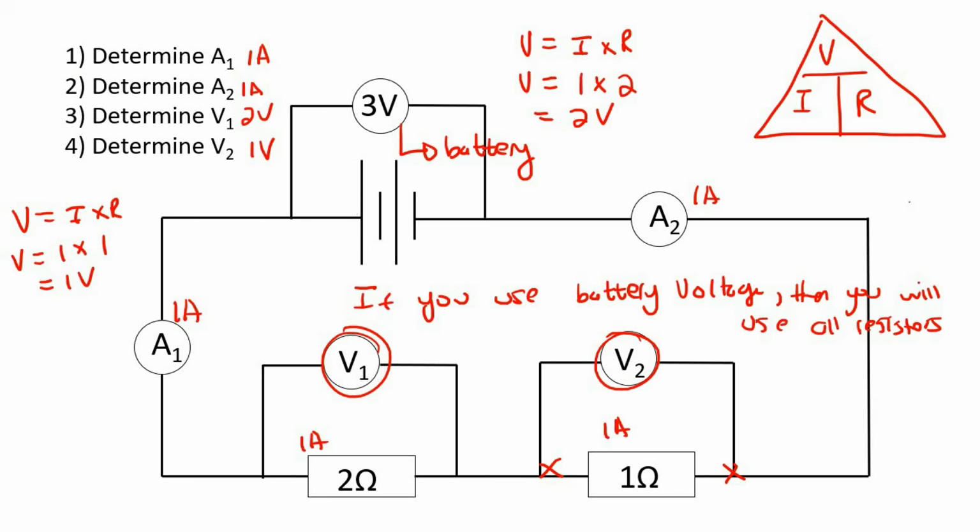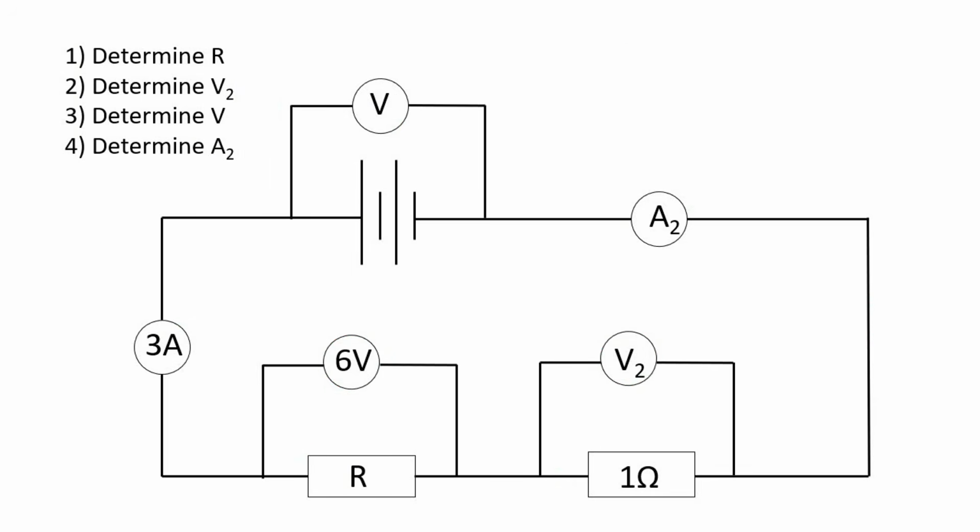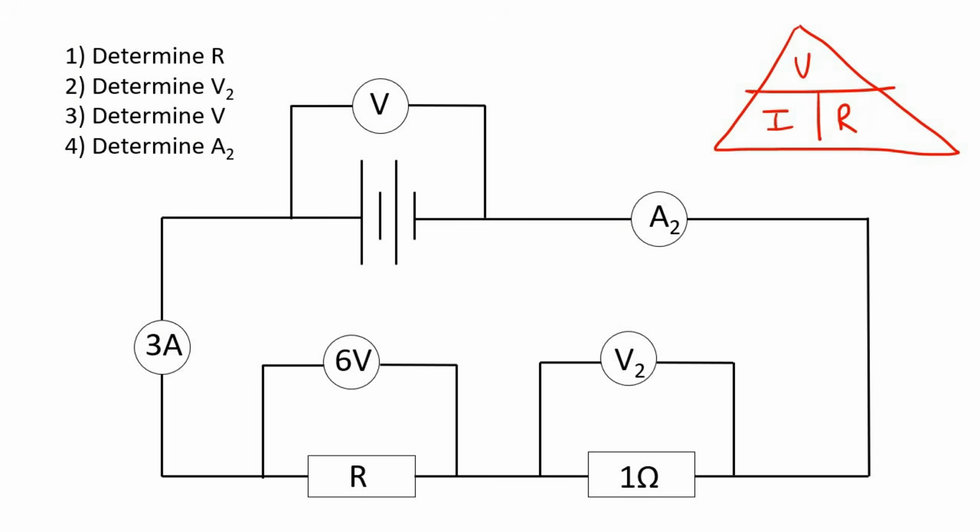Okay, let's go to our next example. So here's our next example. So the first question says calculate R. Okay, so from our formulas, we've got this over here. So if you want to calculate R, well, that is going to be R is equal to V over I.